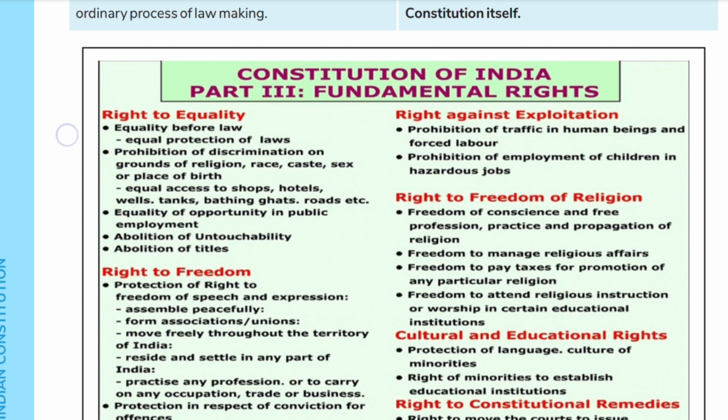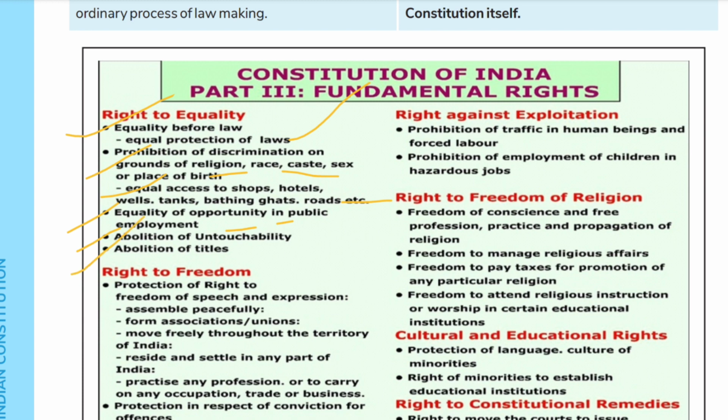In the right to equality, there is equality before law and equal protection of laws. Prohibition on discrimination on grounds of religion, race, caste, sex, and place of birth, and equal access to shops, hotels, wells, tanks, bathing ghats, roads, etc. Equality of opportunity in public employment, abolition of untouchability and abolition of titles.